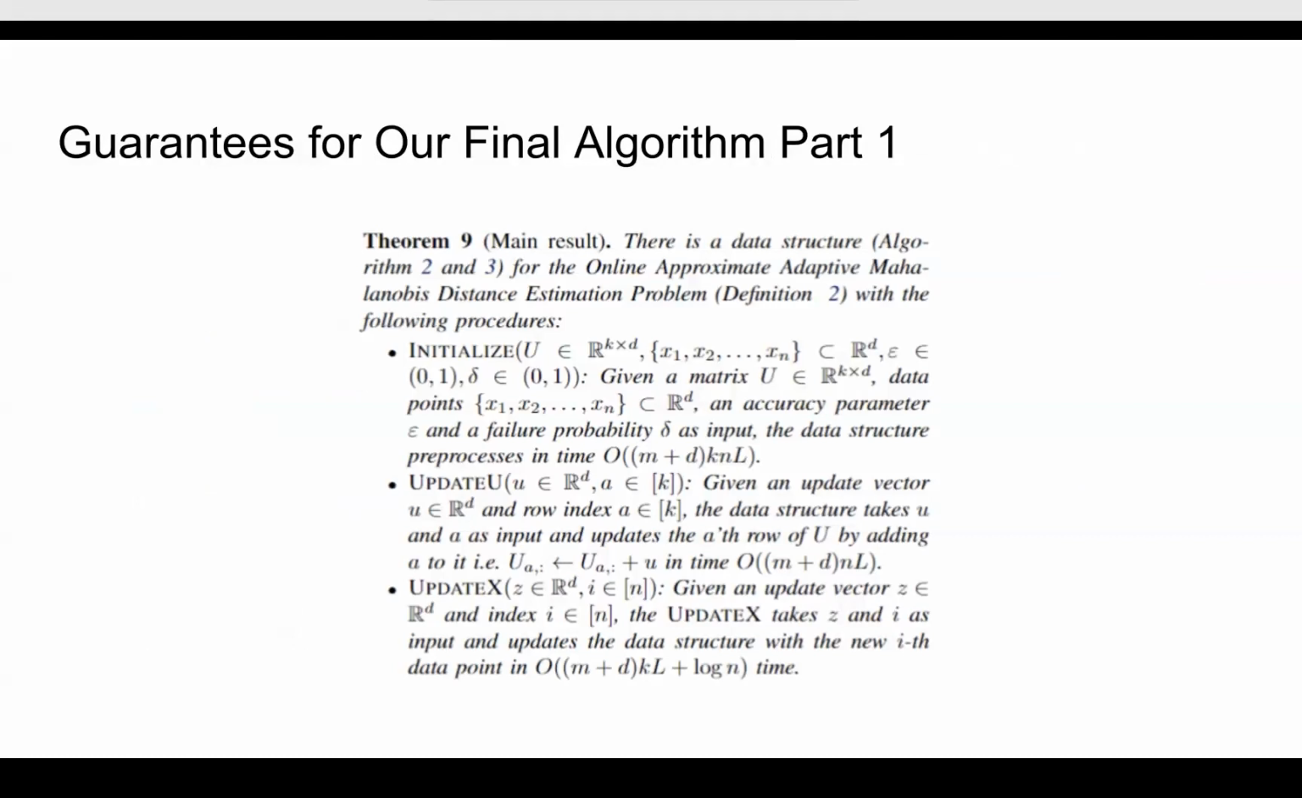And then the next step is to show our guarantees for our final algorithm. Our initialization preprocessing time is O(N plus D) multiply KNL. Our update U time complexity is (N plus D) multiply NL. And our update X time complexity is O((N plus D)KL plus log N) time.